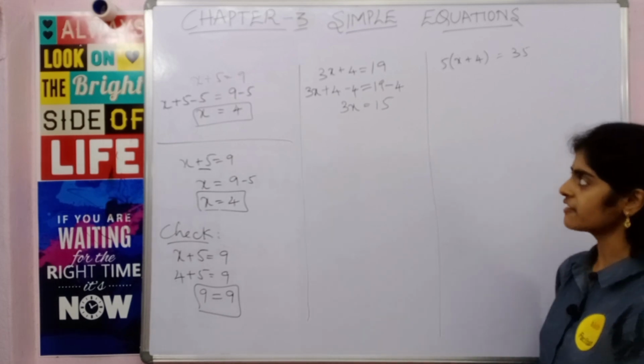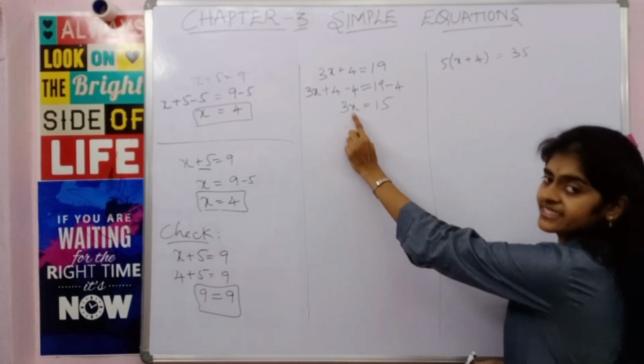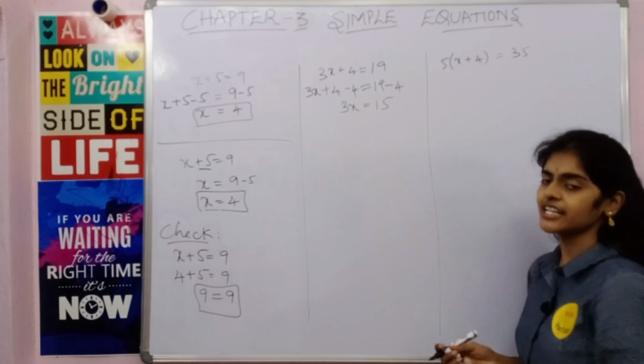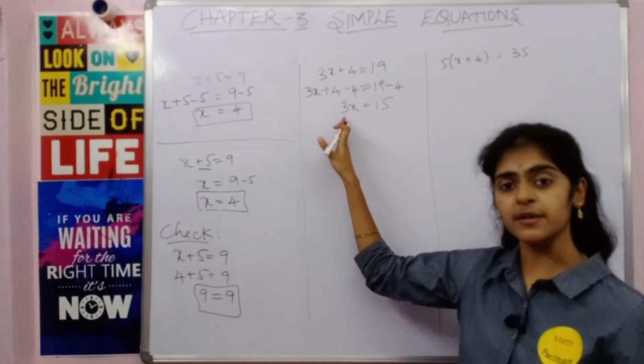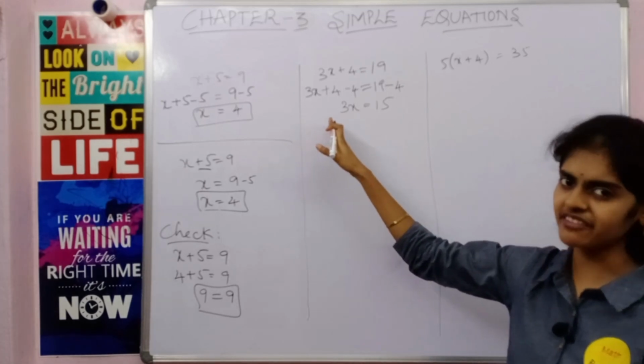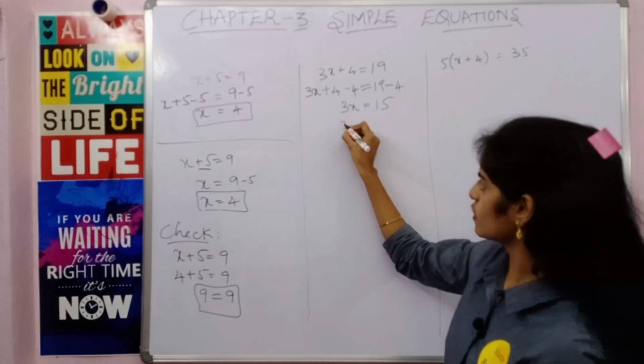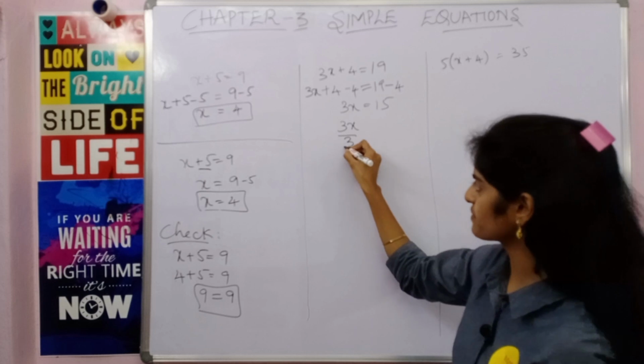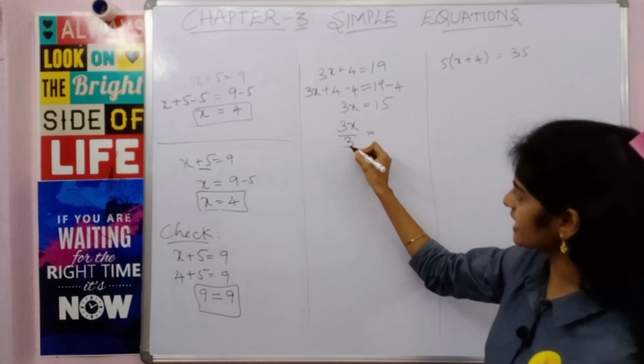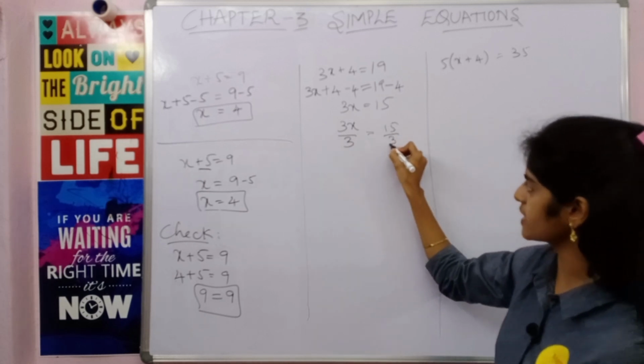Now you see you have 3 into x. 3x is nothing but 3 into x, so x is multiplied by 3. I want to remove this 3 which is in multiplication. So what do I do? I divide. You divide by 3. Since you are dividing LHS by 3, RHS also you divide by 3.